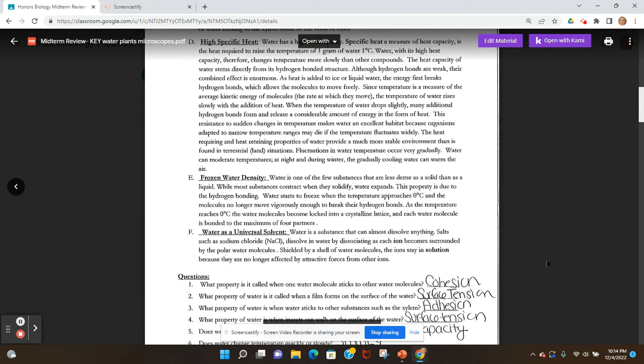Frozen water density. Water is one of the few substances that are less dense as a solid than as a liquid. While most substances contract when they solidify, water expands. This property is due to the hydrogen bonding. Water starts to freeze when the temperature approaches 0 degrees Celsius and the molecules no longer move vigorously enough to break their hydrogen bonds. As the water reaches 0 degrees Celsius, the water molecules become locked into a crystalline lattice, and each water molecule is bonded to the maximum of 4 partners.